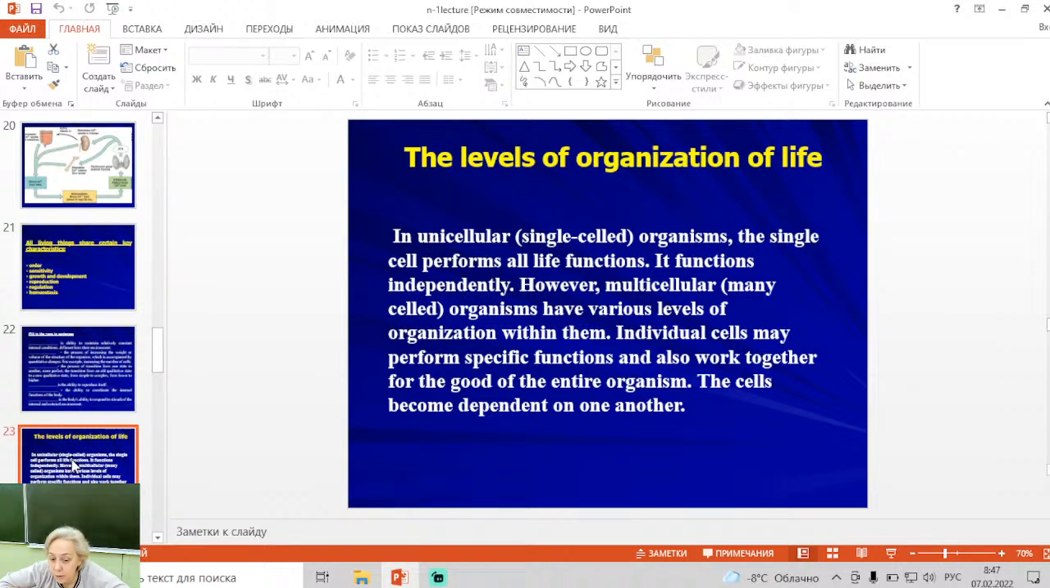In unicellular, single-celled organisms, the single cell performs all life functions. It functions independently. However, multicellular, many-celled organisms have various levels of organization within them. Individual cells may perform a specific function and also work together for the good of the entire organism. The cells become dependent on one another.